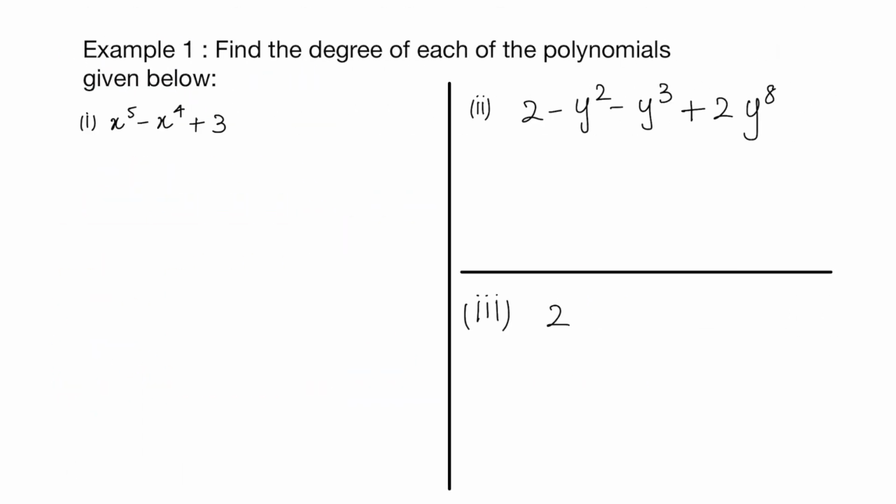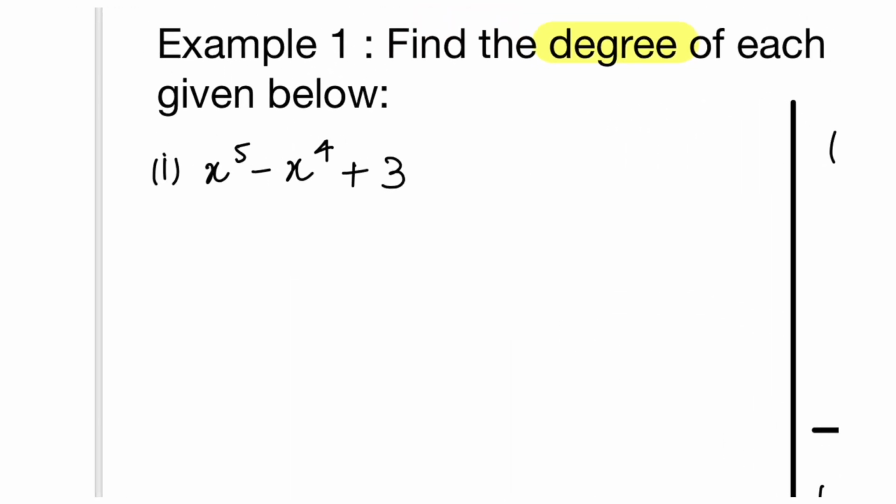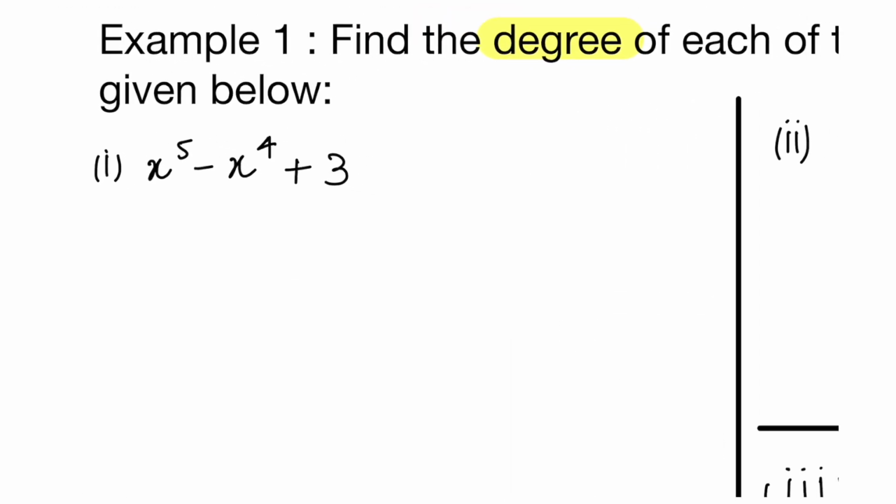Here we have our first example: find the degree of each of the following polynomials. As I told you, I was not going to bore you with a lot of definitions, and we are going to learn that with our examples. So here we have a new term called degree. What exactly is the degree of a polynomial? Let us take this first example. We have x power 5 minus x power 4 plus 3.